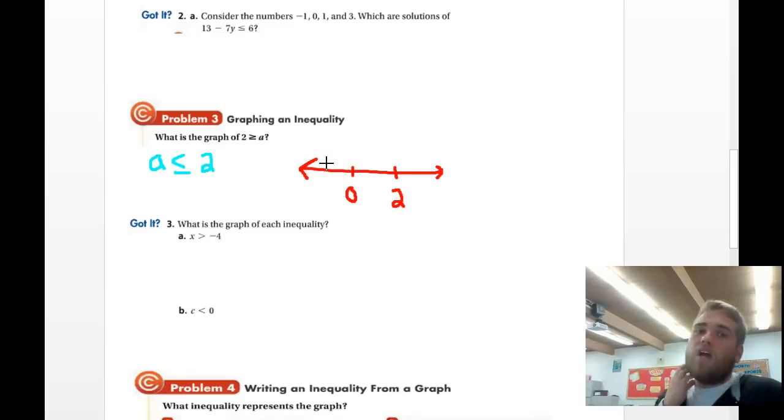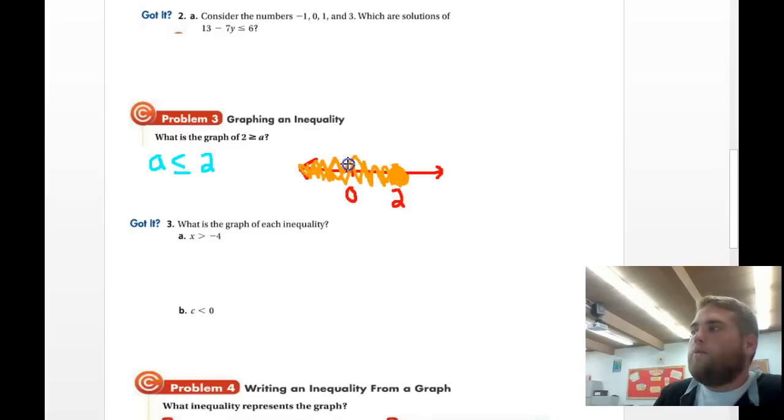Now, to signify 2, we're going to draw a circle on 2, just like that. However, we have equal to. So when we have greater than or equal to, or less than or equal to, we're actually going to fill in our circle. When you have this line underneath, you're going to fill in your circle. Now all we have to do is shade the way the arrow is pointing. So the arrow is pointing this way, so we're going to shade this way.